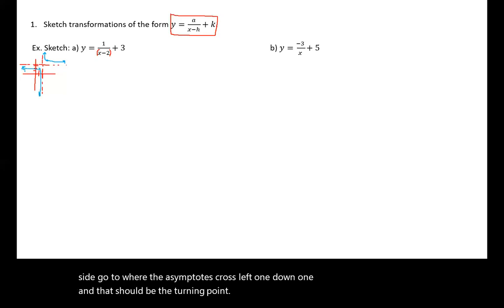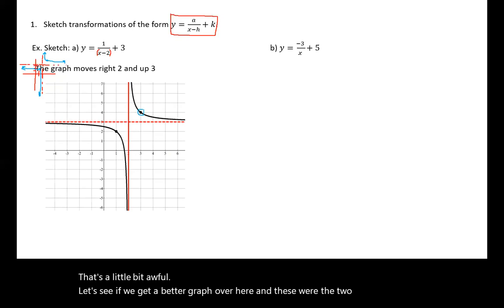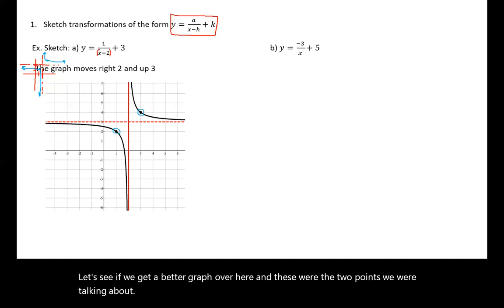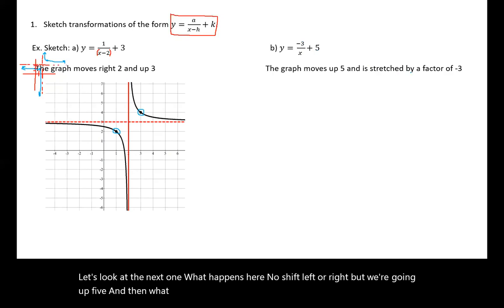Okay, that's a little bit awful. Let's see if we get a better graph over here, and these were the 2 points we were talking about. Okay, let's look at the next one. What happens here? No shift, left or right, but we're going up 5. And then what does this do? We're going to stretch it, and we're going to flip it upside down.